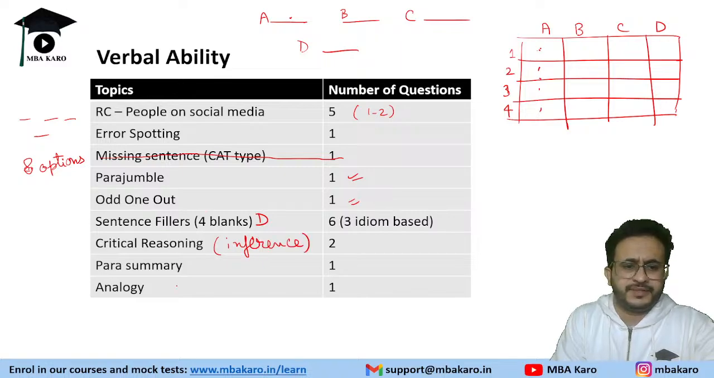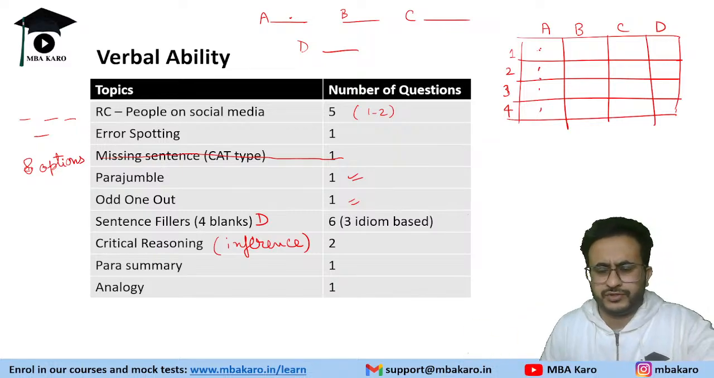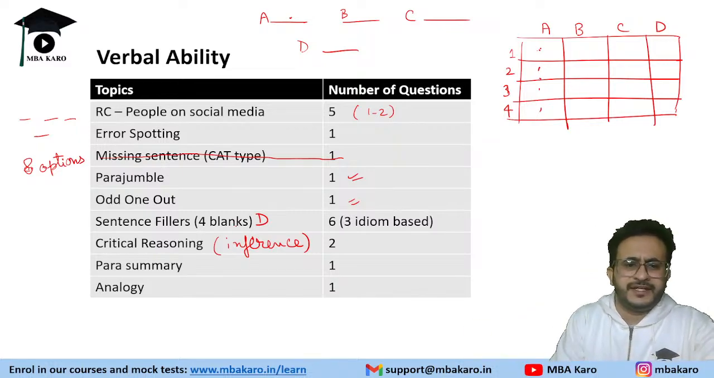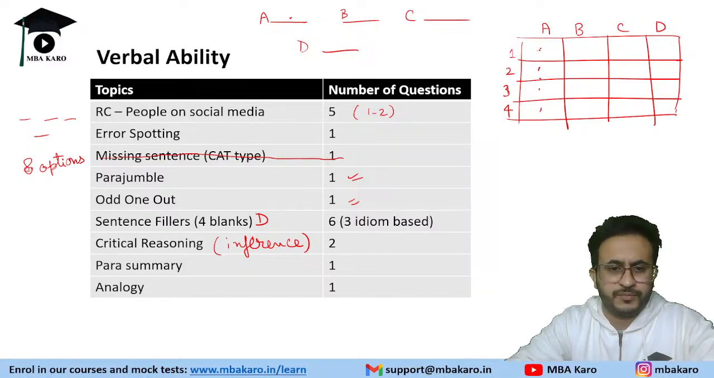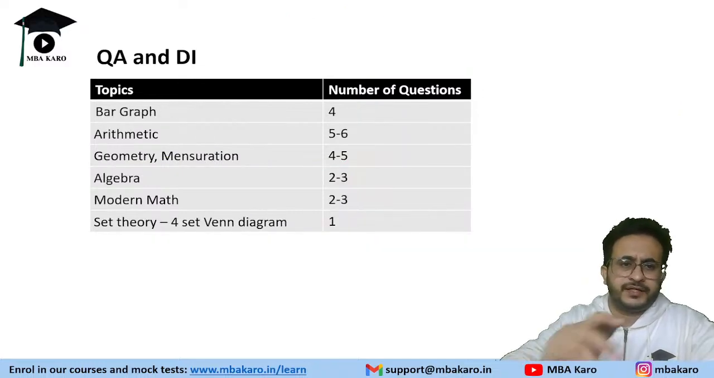And then analogy based one of the questions was it. So primarily it was sentence fillers plus these miscellaneous question types which are asked in the verbal ability part. So all in all, every section is difficult in it. Now comes the QA and DI part.